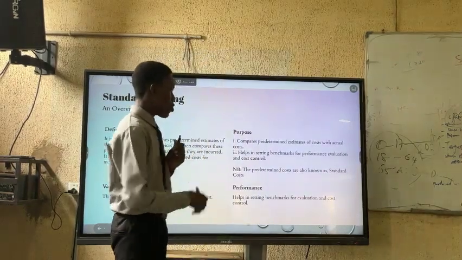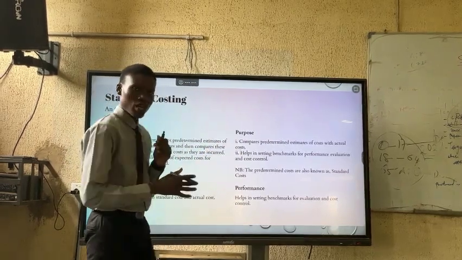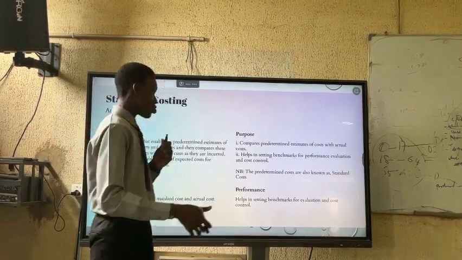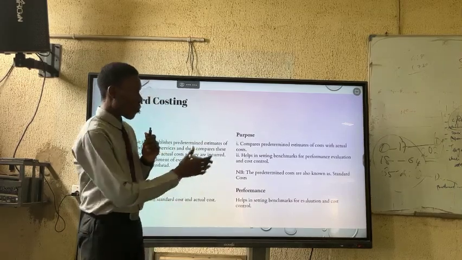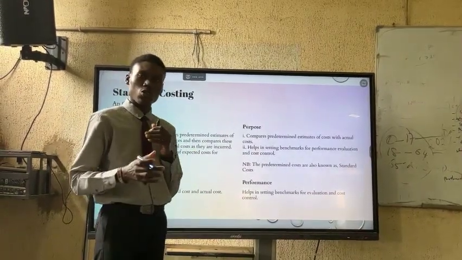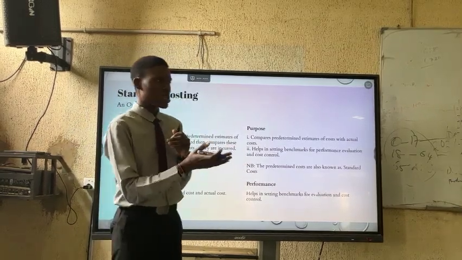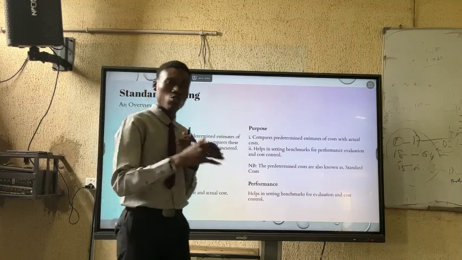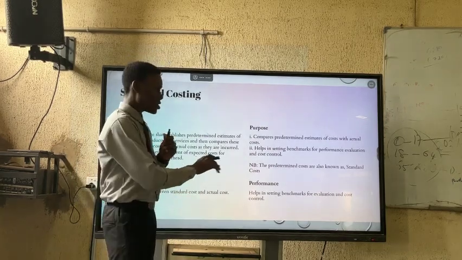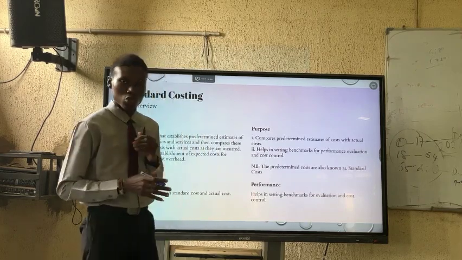From what we can see here, the purpose of the standard costing technique is that it compares the predetermined estimate of cost with actual cost. So one of the main purposes is comparison. It helps to compare standard with actual. It also helps to set a benchmark for performance evaluation and cost control. So one of the purposes of standard costing is control of cost and setting a benchmark, knowing that this is the minimum level that we must reach to obtain full efficiency and effectiveness of operation. Note here that predetermined costs are also known as standard costs. Are you with me?